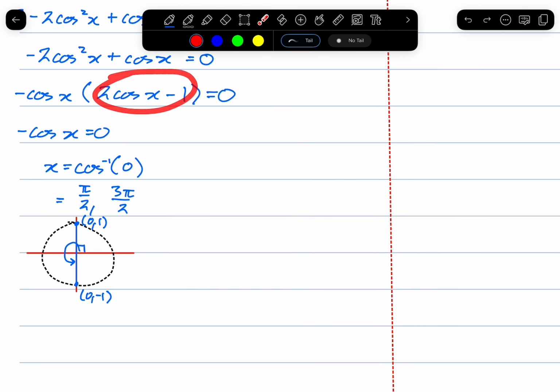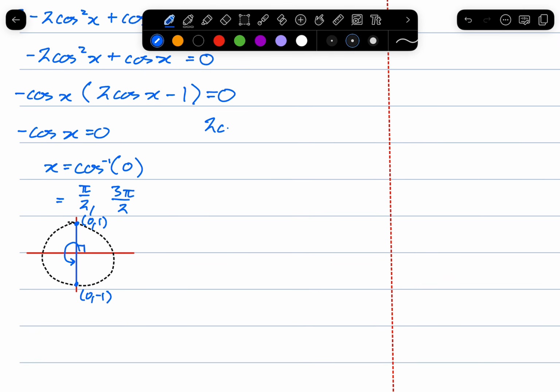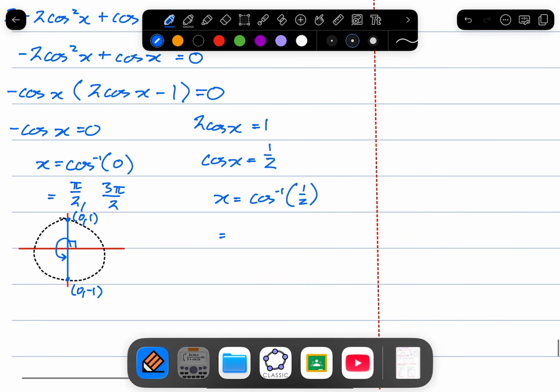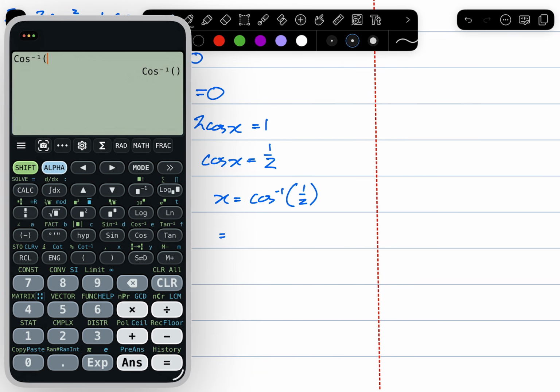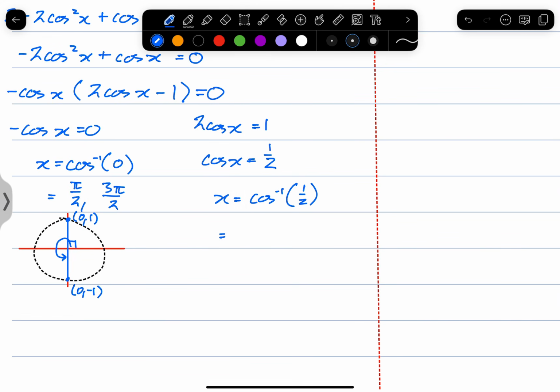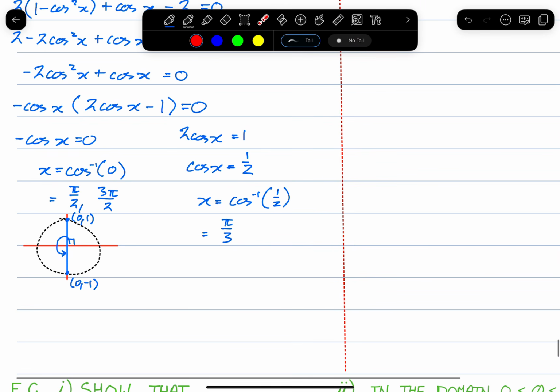Now, as for this one, we also solve this. We get 2 cos x equals 1. Cos x equals half. From here, we can get x equals cos inverse of half. For this one, cos inverse of half, I don't think is an exact number. Oh, no, pi on 3. And that is only in quadrant 1.